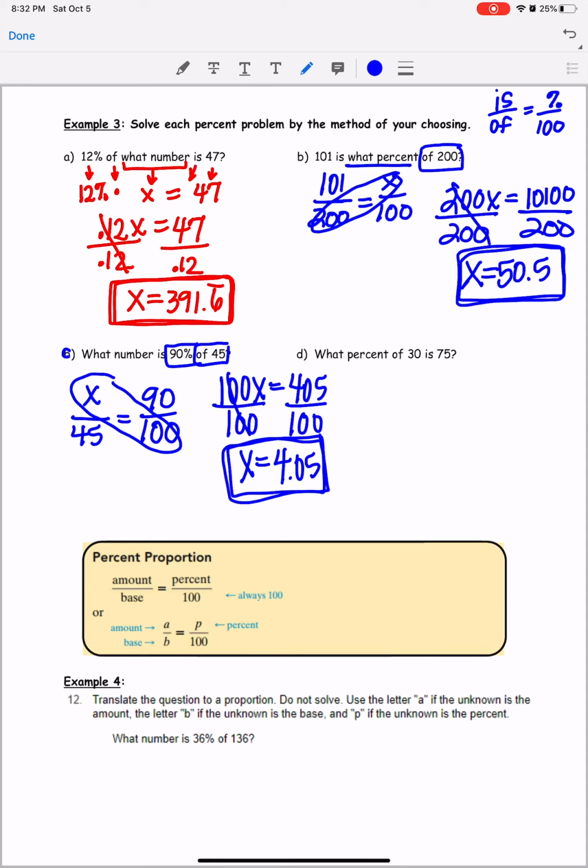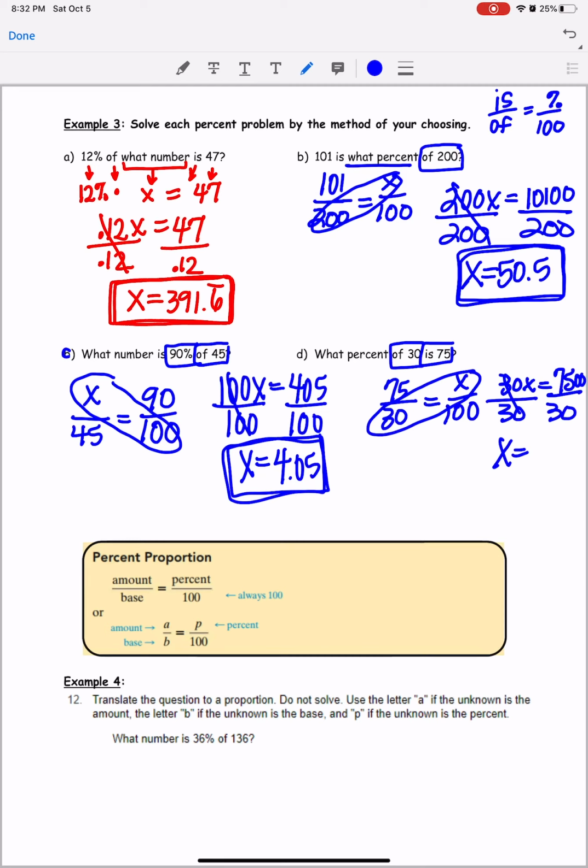And then D, what percent of 30 is 75? So here is my is. So I've got 75 over of 30, so that goes down here. And then I'm wanting to know what percent, so x over 100. So cross multiply. We get 30x equals 75 times 100. It's going to give me 7,500. Divide both sides by 30, and we will get x equals 250.